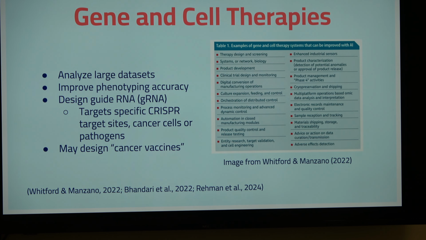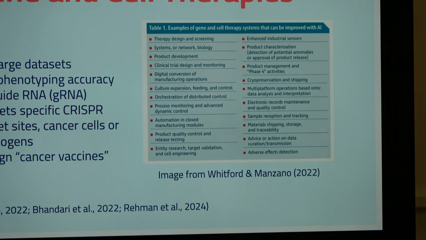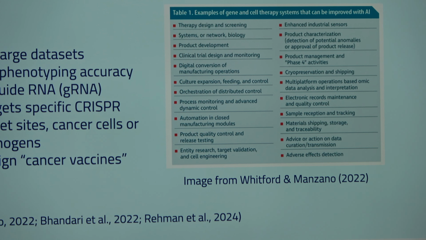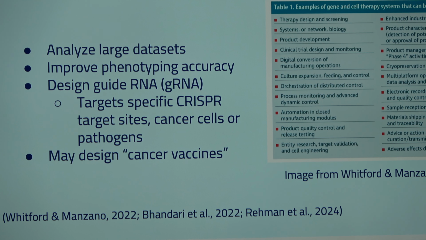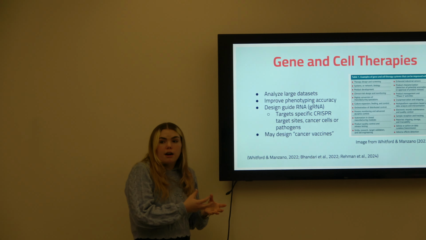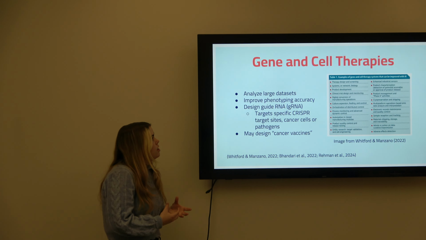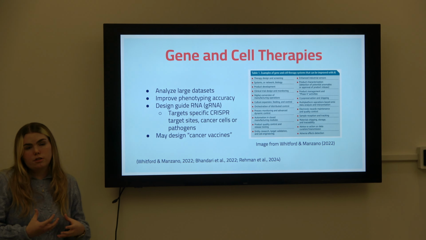Gene and cell therapies. Again, gene and cell therapies require large data sets, and this is where AI comes in to analyze these large data sets and improve phenotyping accuracy. What this means is getting better desired results of genetic and cell therapies. And a key component of gene and cell therapies is that they must work after the first treatment, because they require the editing of a gene, of a disease, and that takes a lot of time, a lot of resources, so it must work after the first treatment.